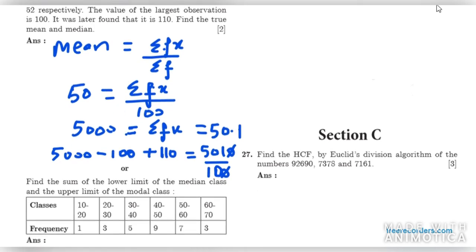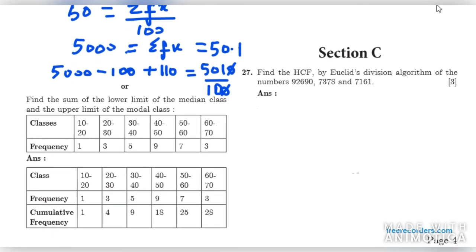Now moving on to the next question. It says find the sum of the lower limit of the median class and the upper limit of the modal class. So here we are given classes and frequency, and in the answer you need to find the cumulative frequency, that is 1, 4, 9, 18, 25, 28. Now the median can be found with the help of n over 2. Total n in this is 28. So 28 over 2, that is 14th.